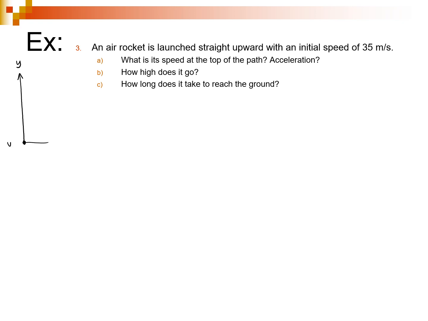So this is y original. It's reached this intermediate point y1, which is unknown. Then it comes back to the original point, and I'll call this y2, which is again 0. And I know that when the rocket is first launched, it has an original speed of 35 meters per second.